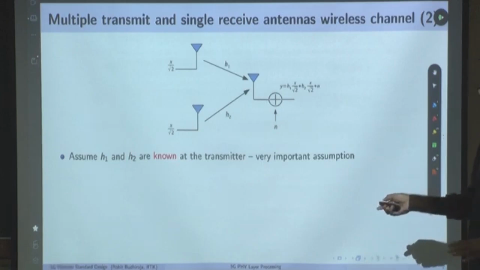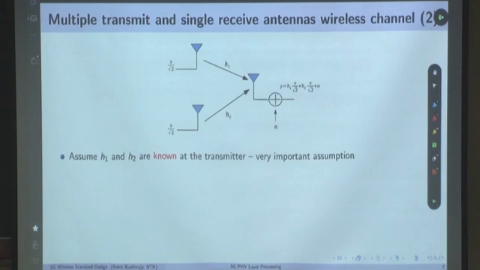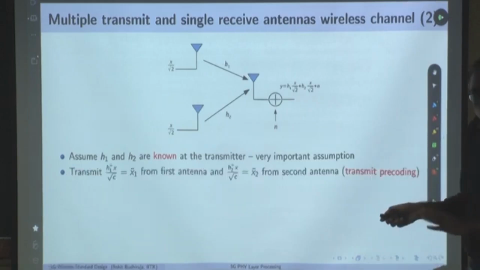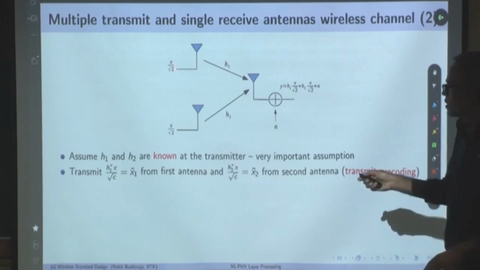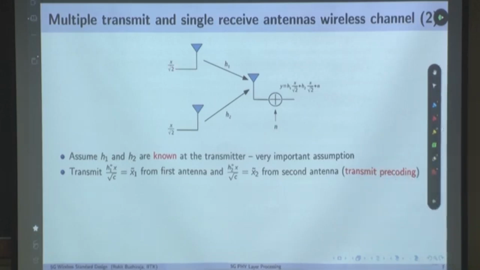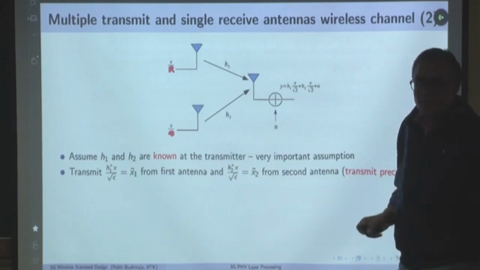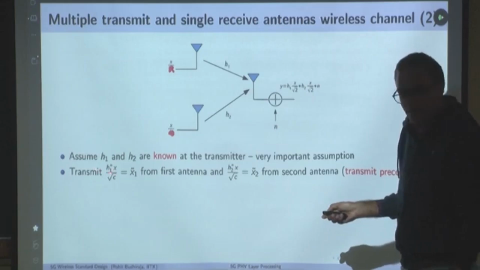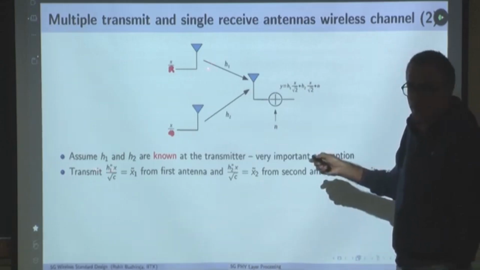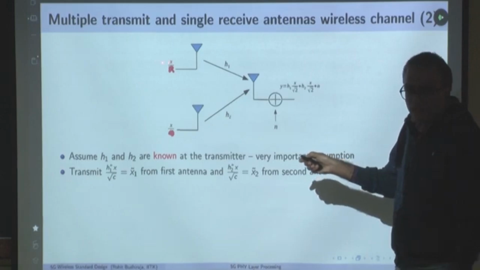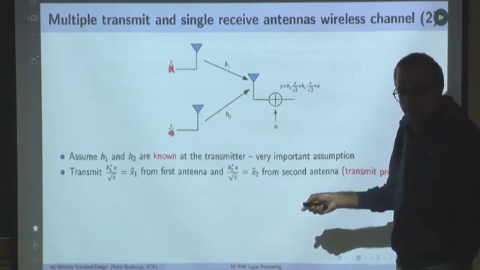Assume h1 and h2 are known at the transmitter, a very important assumption. So, what is it going to do now? Instead of transmitting x by root 2, it is weighing the signal, again weighing, by how much? By h1 star, because the channel from here is h1, and dividing it by some constant root c.